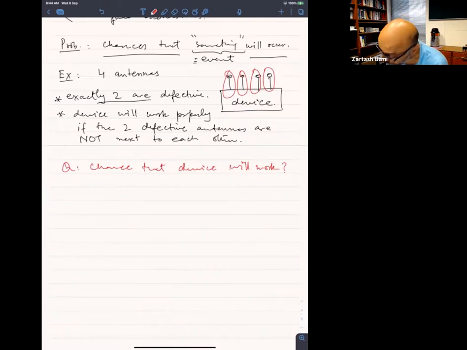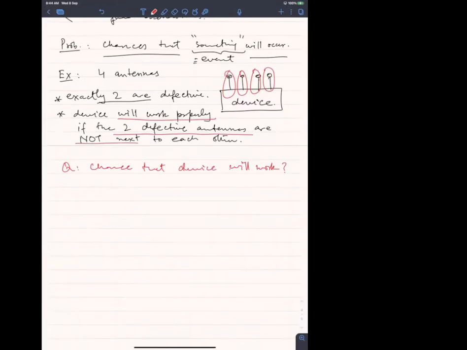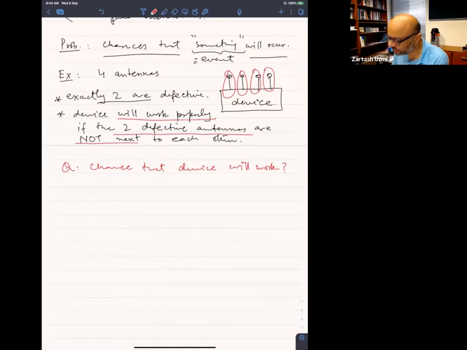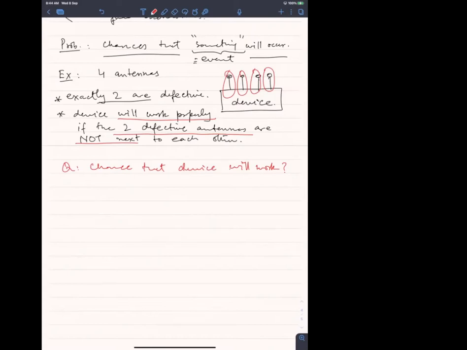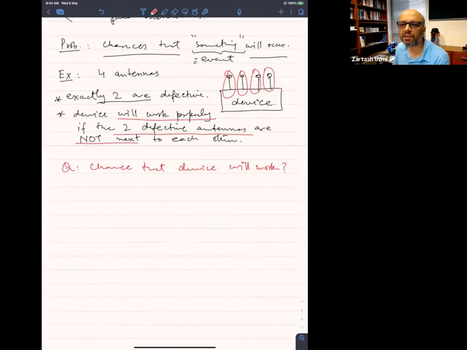And we do know that the device will work properly if the 2 defective antennas are not next to each other. Adjacent नहीं है. If they are not adjacent or not next to each other, then the device will work properly. What are the chances that the device will work properly? In other words, what is the probability? Bilal, answers in the chat window.